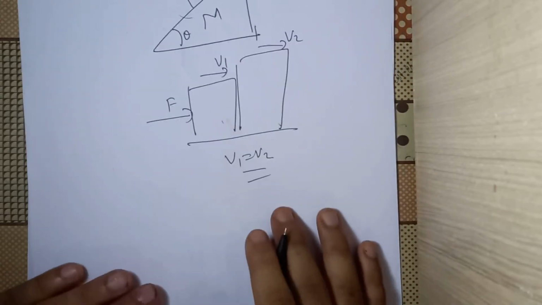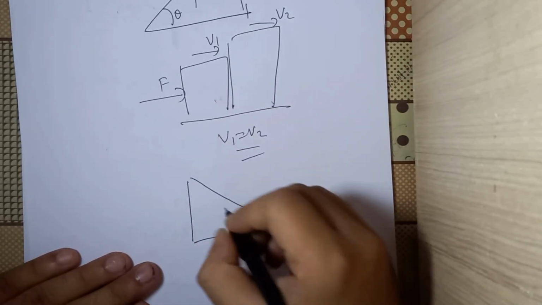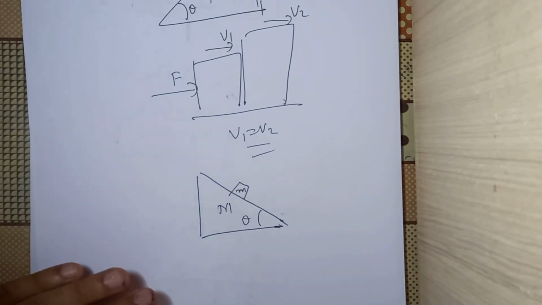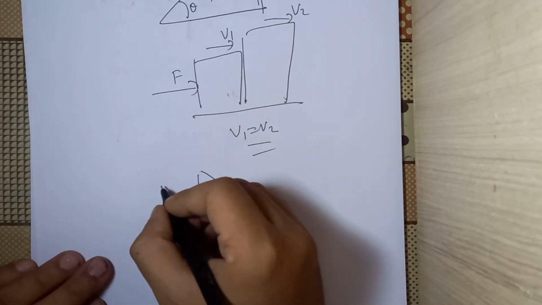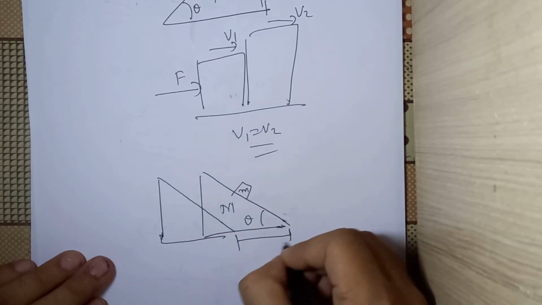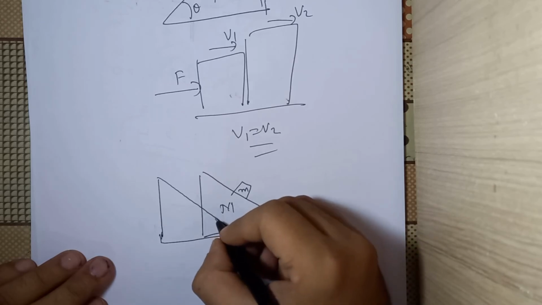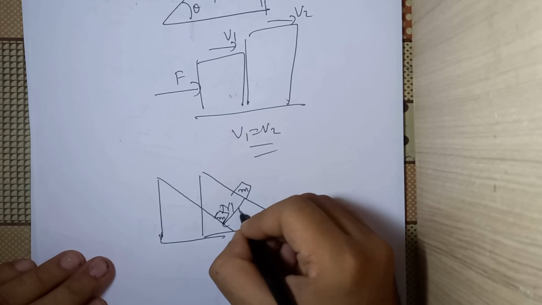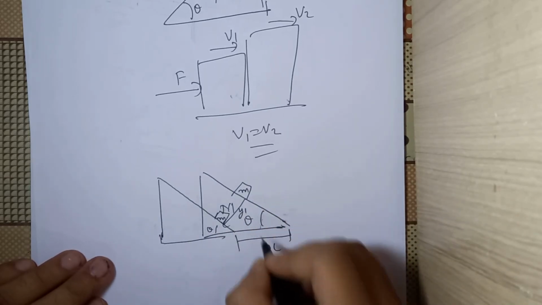For the general case, we can derive one more result. Let us say this is a wedge of mass capital M and this is a block of mass small m. Now I am moving this wedge of mass M by some x backwards. Now obviously you can imagine that the small m will also go down. Let's say it goes down in some way like this. Let's say this is y1. This angle theta has to remain theta; this angle will not change.